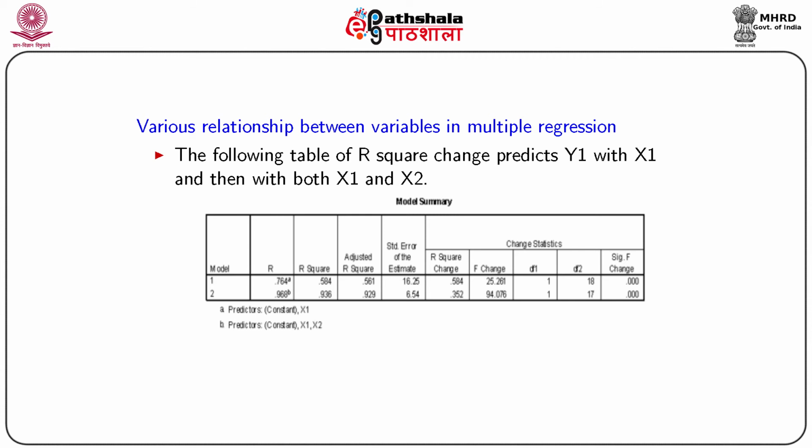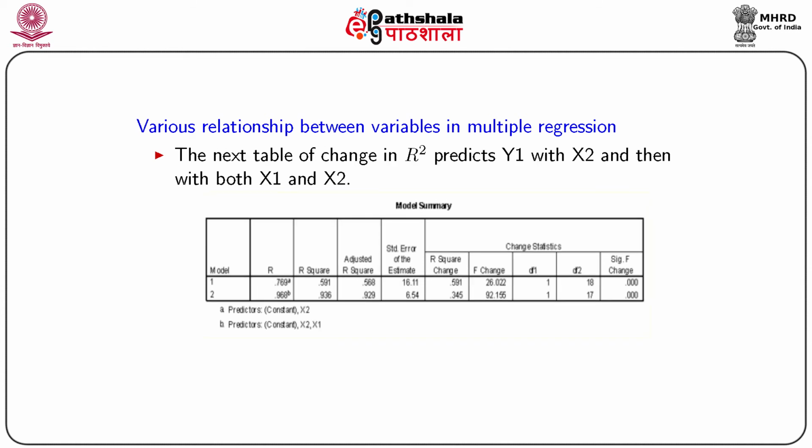Now the following table of R-square change predicts y1 with x1 entered first into the model and then x2 entered as the second explanatory variable. So we can see that the R-square was 0.764 when we had entered x1 into the model, and it then became 0.968 when both x1 and x2 were present. And the next table of change in R-square predicts y1 with x2 entered as the first variable and then x1 and x2 both entered into the model.